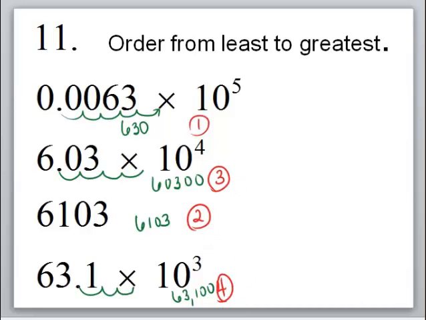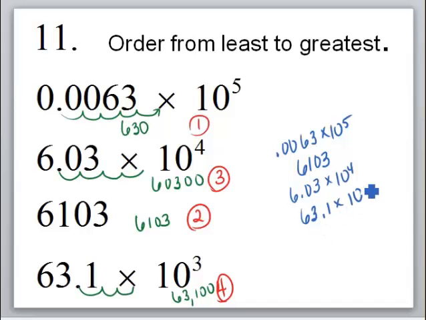So when you write your answer, you would go ahead and say that 0.0063 times 10 to the 5th is the smallest. The next smallest would be 6,103. The next one would be 6.03 times 10 to the 4th. The next one would be 63.1 times 10 to the 3rd.